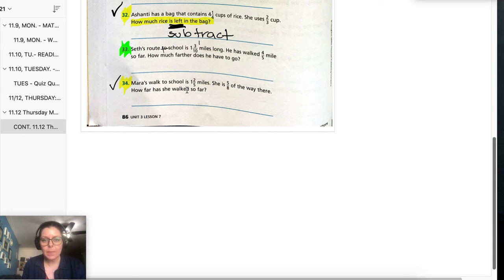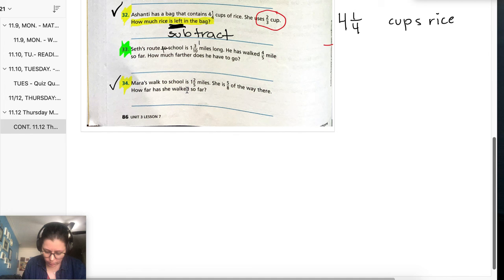So Ashanti has a bag of rice that contains 4 1/4 cups of rice. So we know that she has 4 1/4 cups of rice. She uses 2/3. So if she uses 2/3, then she's taking 2/3 away from how many cups of rice she has. So 2/3 is how much cups used. So how much is left? Well, to figure that out, I'm going to have to subtract.